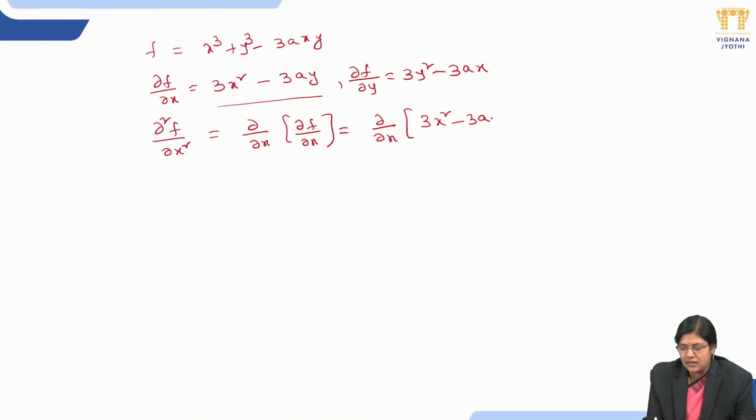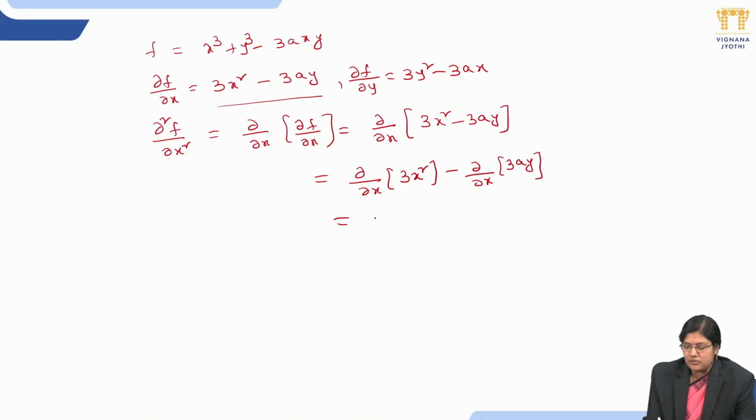3x² − 3ay. Now, when you are differentiating this expression, it can be written as ∂/∂x of 3x² minus ∂/∂x of 3ay. This value will be equal to: 3 is constant, and the derivative of x² with respect to x partially is 2x. Minus, in the second term, when you are differentiating with respect to x, the 3ay term is constant, and the derivative of 3ay is 0. So you will get 3 into 2 is 6, into x, 6x. ∂²f/∂x² is equal to 6x.